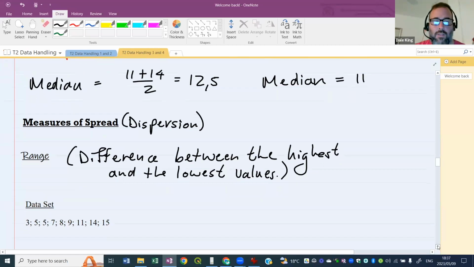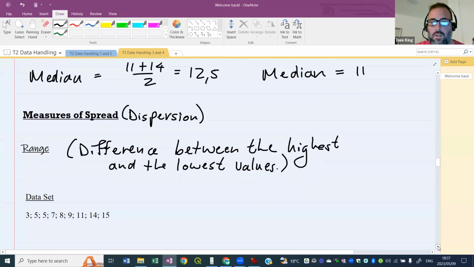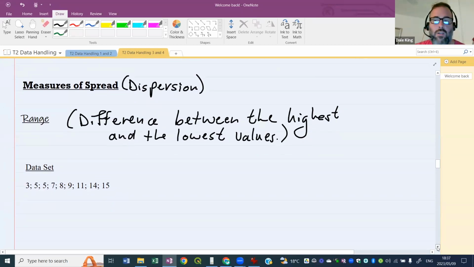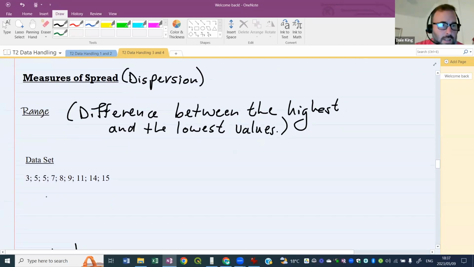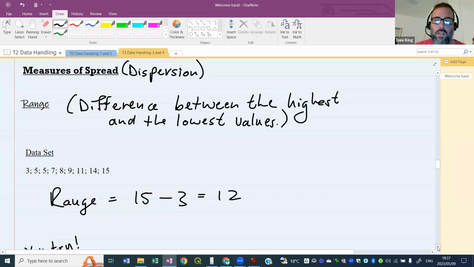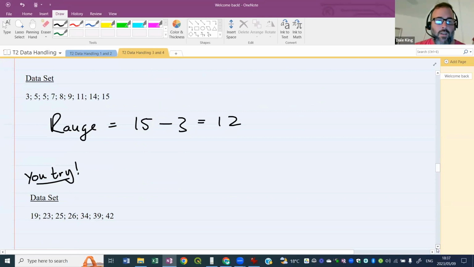Now, unfortunately, in a range calculation, it really helps to have your data set in order. I'm not going to make you guys reorder data sets again, so I've got a data set in order here. So to work out the range, all we have to do is say the highest, and the word difference means subtract, so the highest minus the lowest. In this case, it should give us 12. All right, are you guys ready? Nice and easy. Off you go.